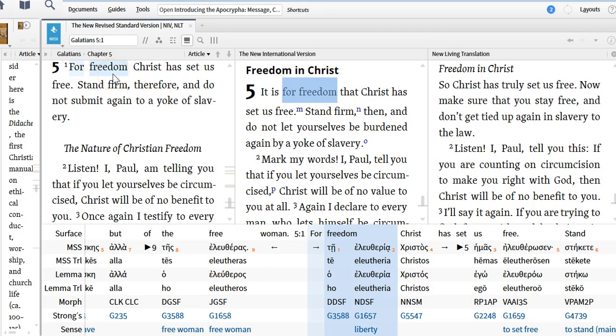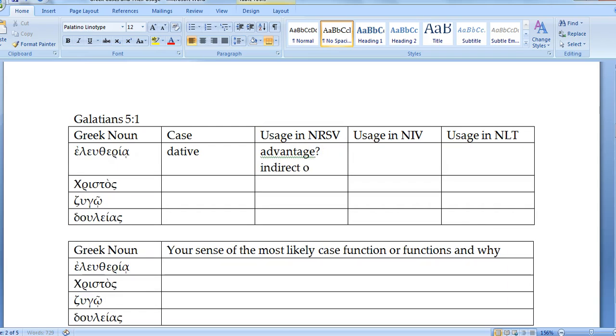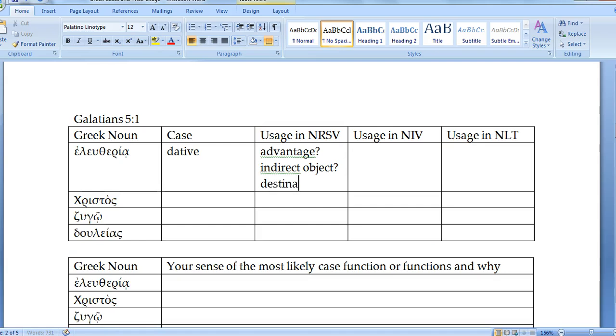For freedom is potentially ambiguous as a representation of the dative case. As we see for freedom in English, we might think this is a dative of advantage. I'm not going to type in the case every time, so I'll just say advantage, possibly indirect object, possibly destination. And the same would be true for what we see in the NIV, since exactly the same English words are used: for freedom.